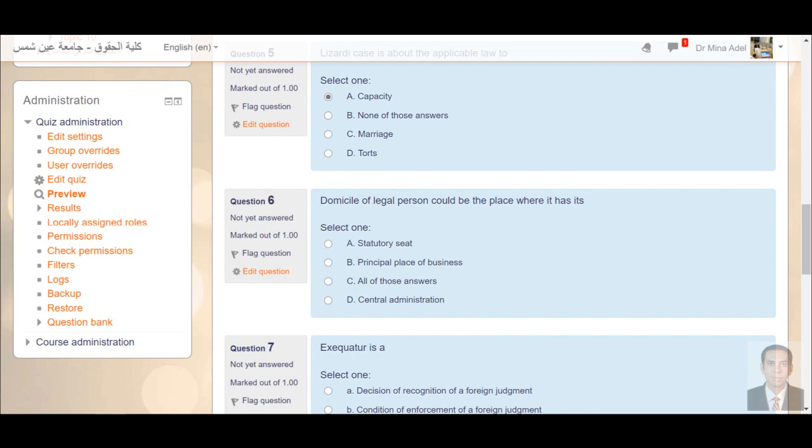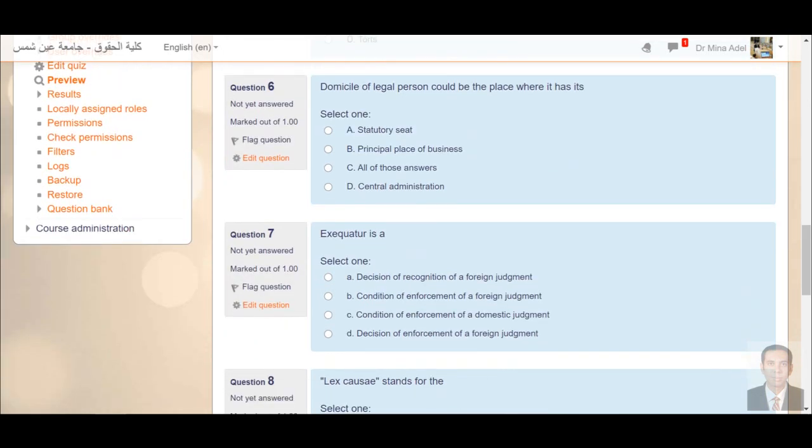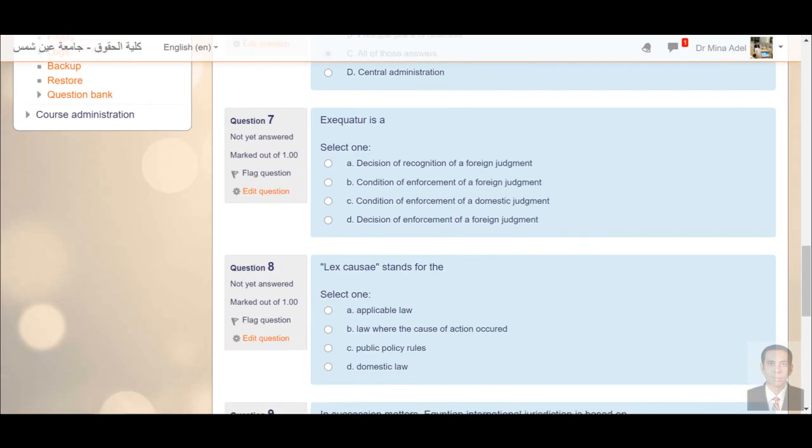Concerning question 6: the domicile of a legal person could be the place where it has its. So here we talk about the legal person. So statutory seat, principal place of business, central administration, all of those answers. So in the book, as you see, we can have all those options. So we have 3 correct answers, so we would choose all those answers.